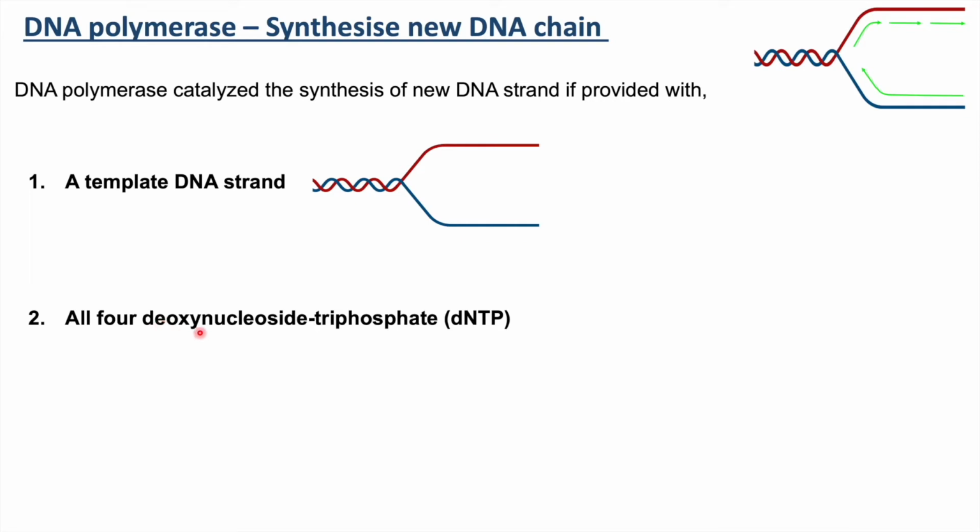Deoxynucleoside, because this is used to synthesize DNA, that's why it's called deoxynucleoside. So now here we have a nucleoside. If you remember from my previous video, a nucleoside is the connection of a sugar molecule to a nitrogenous base. So this is our nucleoside. Now triphosphate, because this nucleoside has 3 phosphate groups attached to the 5' position of the sugar molecule. So deoxynucleoside triphosphate, that is dNTP.